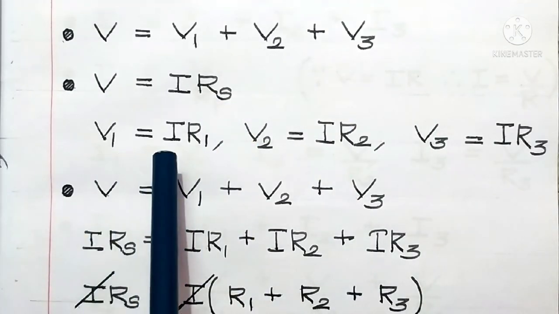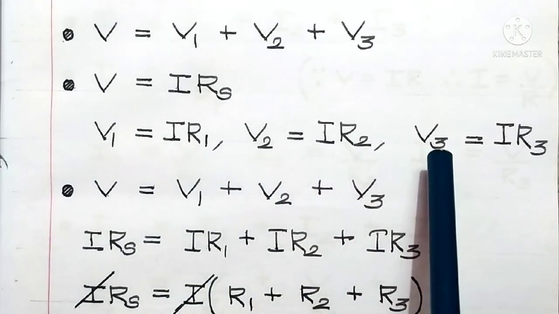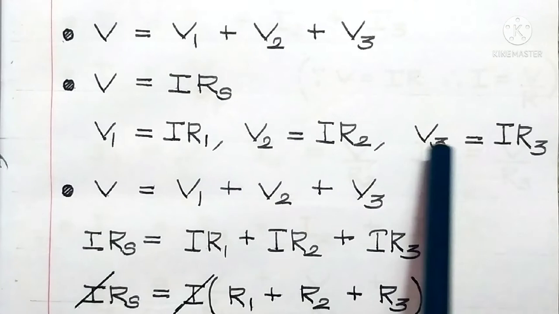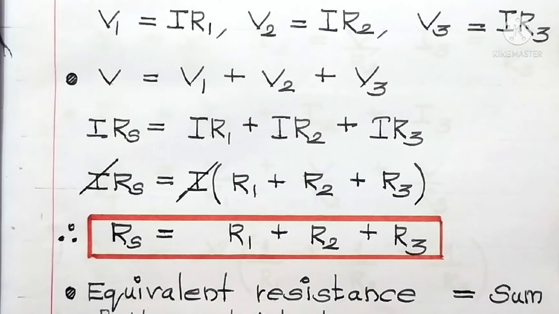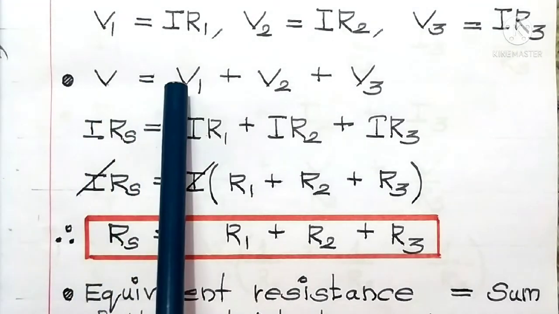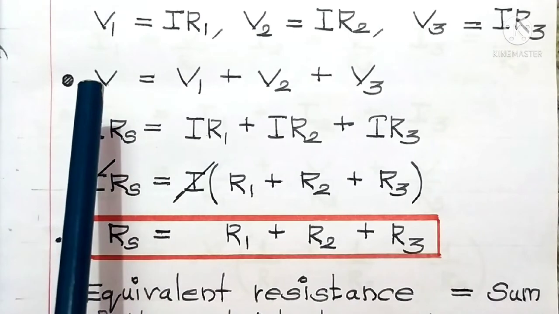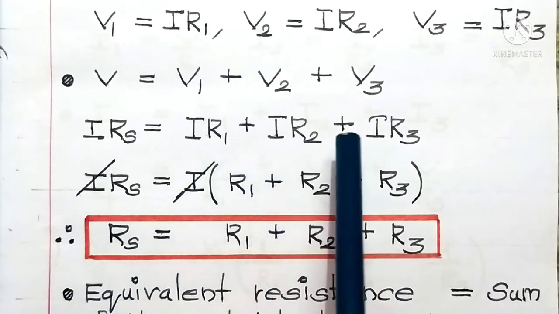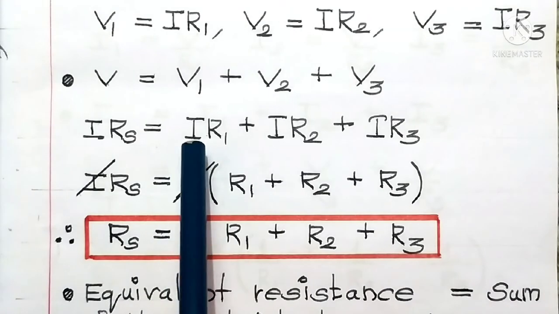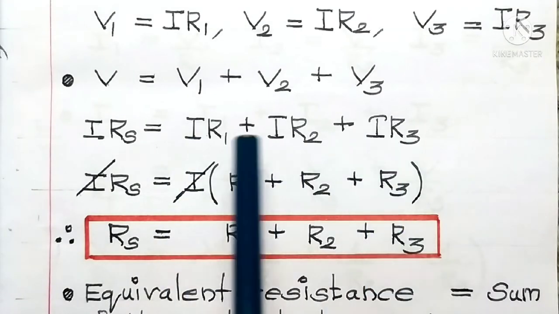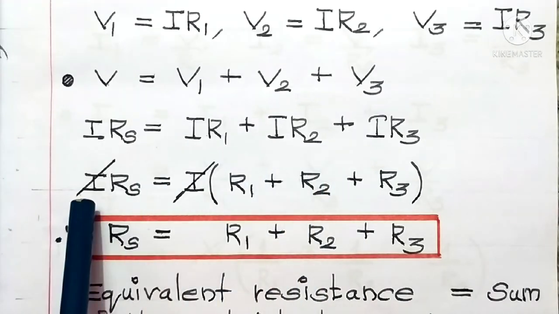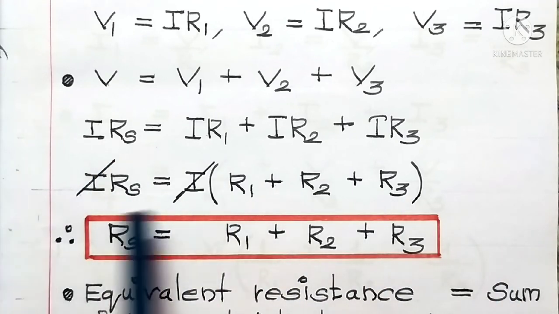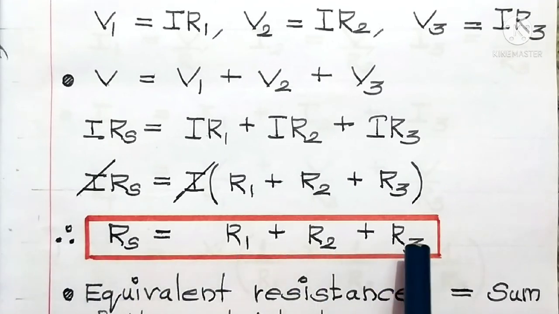In the next step, V1 is equal to IR1, V2 is equal to IR2, V3 is equal to IR3. Here, the current I remains the same in all these three cases. Now, let us write the equation once again. V is equal to V1 plus V2 plus V3 and substitute the values for all these. So V is equal to IRs and here IR1 plus IR2 plus IR3. I remains common in all these three terms. So let us take I out. So the equation becomes IRs is equal to I into R1 plus R2 plus R3, and I gets cancelled. So we get Rs is equal to R1 plus R2 plus R3.